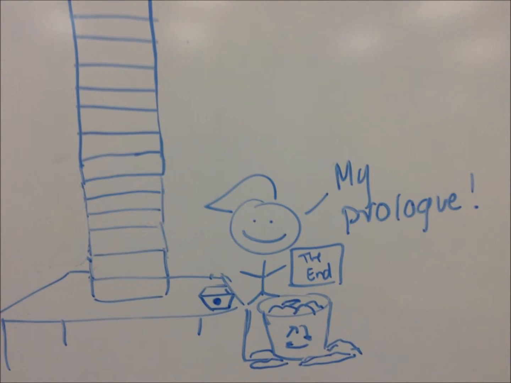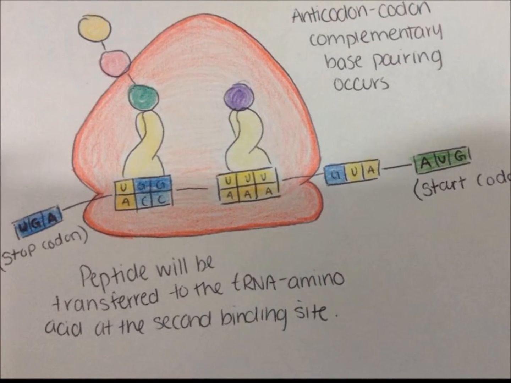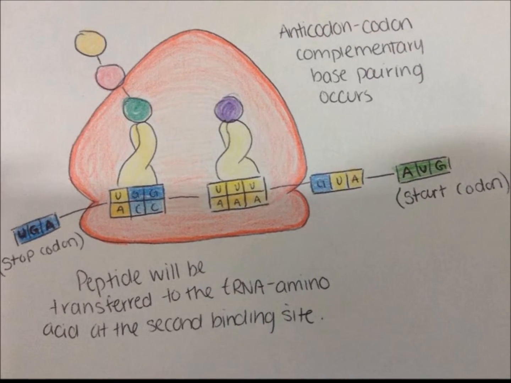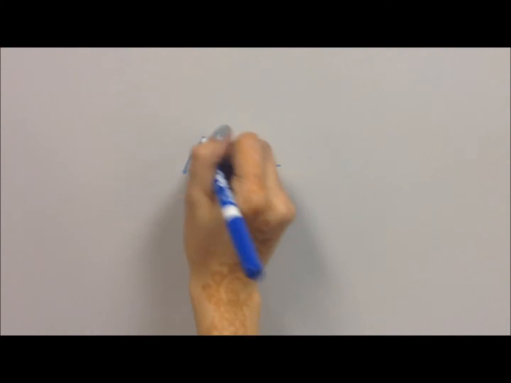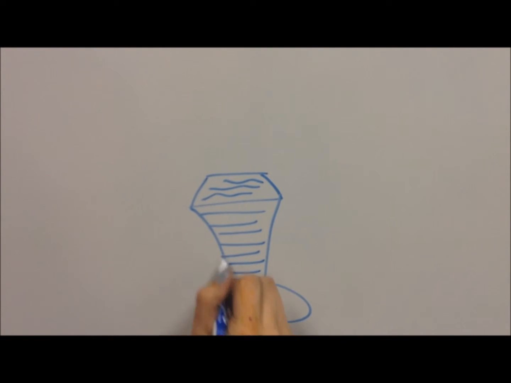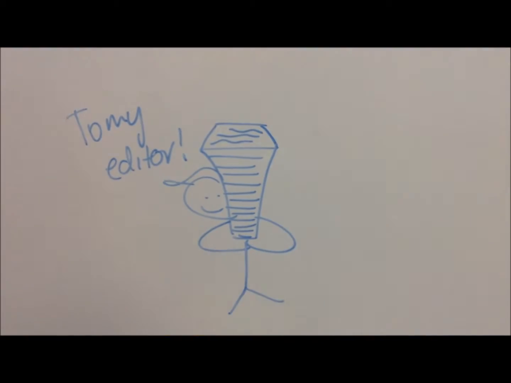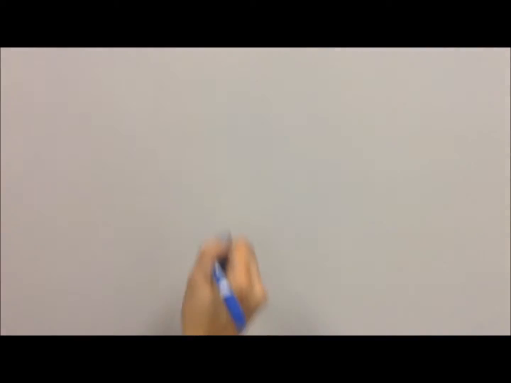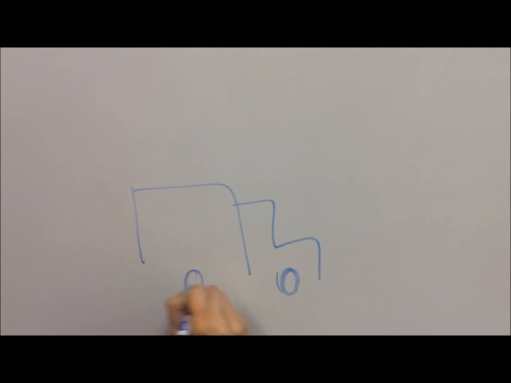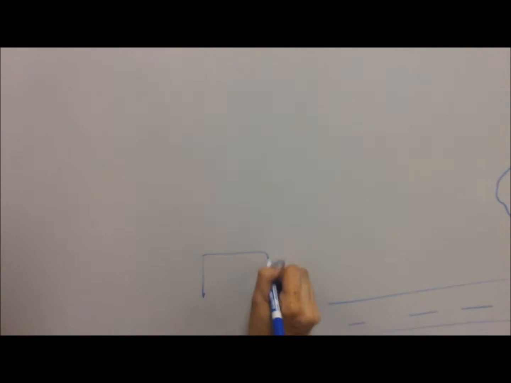Lastly, when the stop codon is read, the polypeptide leaves as the ribosomal units separate. Now, the protein is transported from the rough endoplasmic reticulum by a vesicle to the Golgi body, where it will be modified, processed, and packaged.